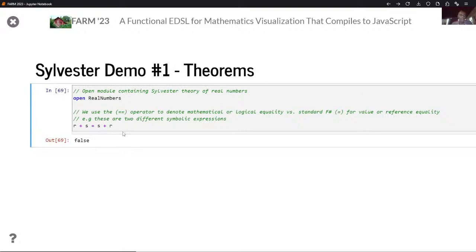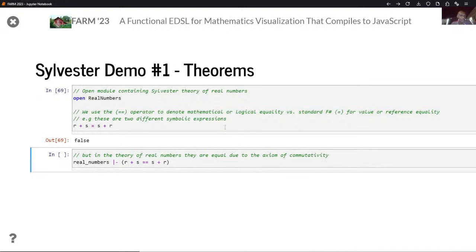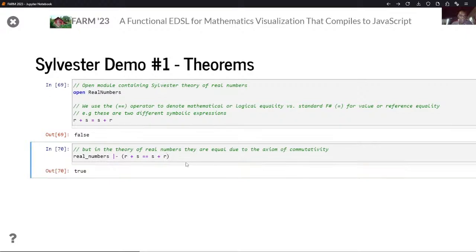But we know that in the theory of real numbers, those two expressions are actually equal because real numbers are commutative, right? So this particular expression is actually the same. So what we can do in Sylvester is express whether our real number theory says that this particular expression is equal. And in this case, it actually is. So this is true axiomatically.